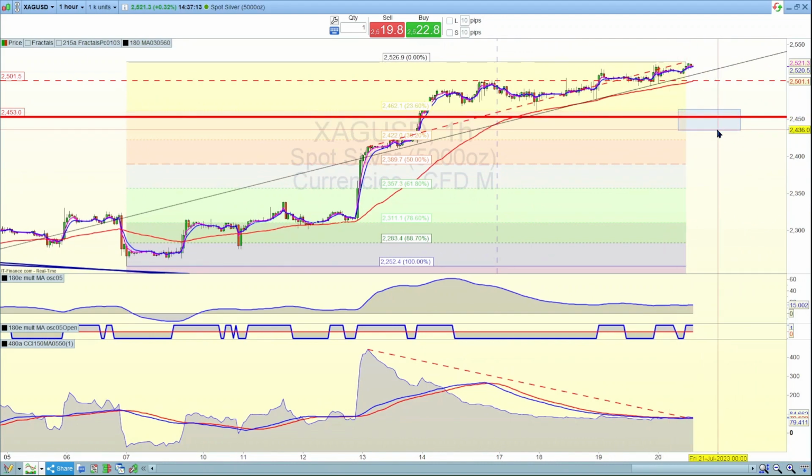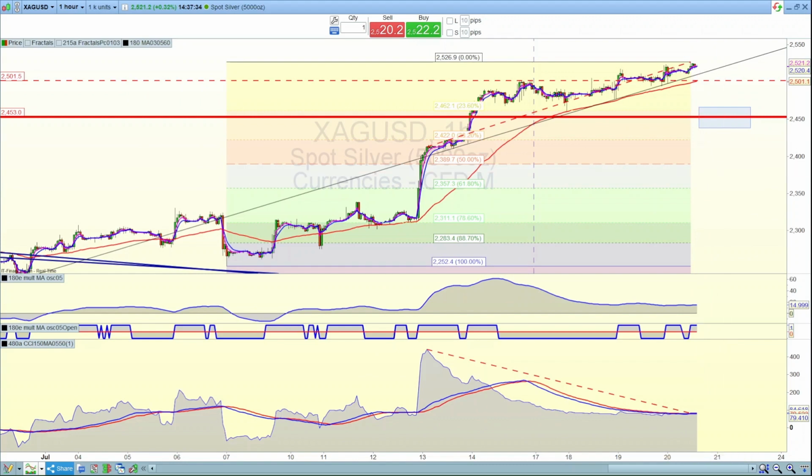So it's roughly drawn, of course. What I've done is I put it just a few points above the 23% level to improve your probability of success, and that also aligns with this previous resistance area at 24.53. So that's our target on the hourly for silver.